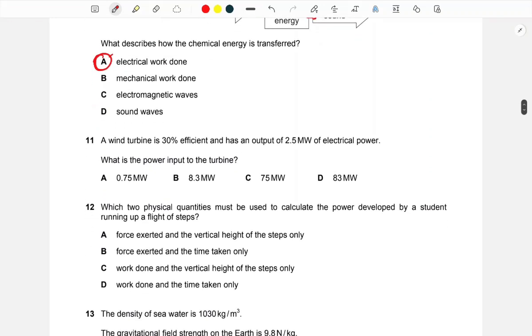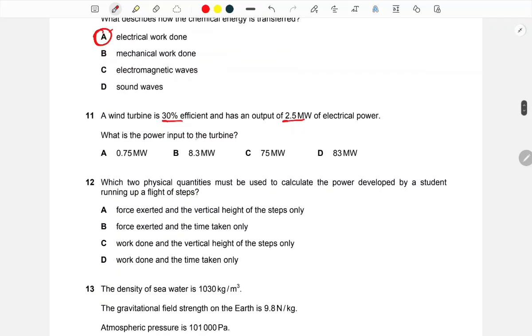Number 11. A wind turbine is 30% efficient and has an output of 2.5 megawatts of electrical power. What's the power input of the turbine? Power input. So we know the formula for efficiency is the output power over the input power times 100. That's the formula for efficiency. So we can substitute the values. We have an output power of 2.5 divided by the input power. It would give us a 30% efficiency.